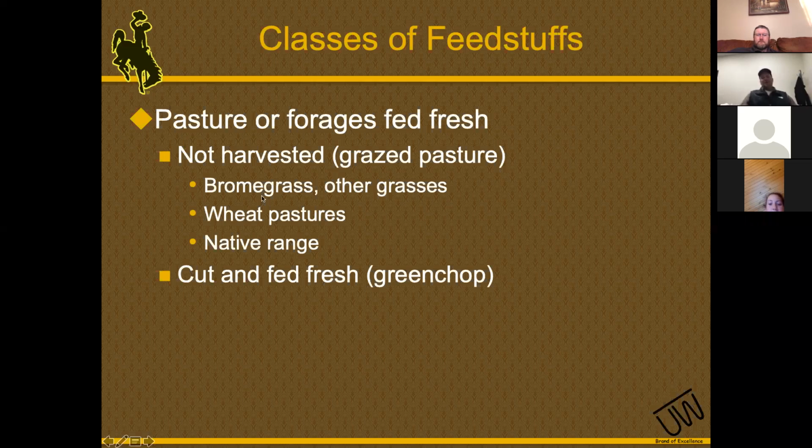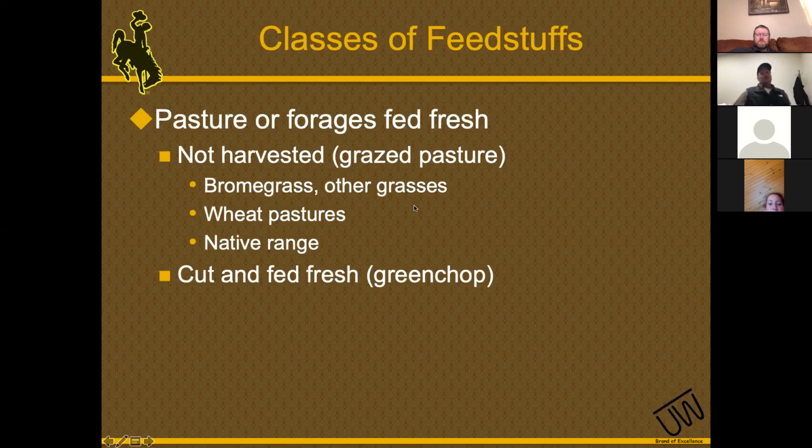And there's different types of grasses that grow in different environments. So we got warm season or cool season grasses, and those can be different. A lot of people will feed fresh chop, which is basically just feeding it chopped instead of ensiling it. I think I'm going to talk about silage next.